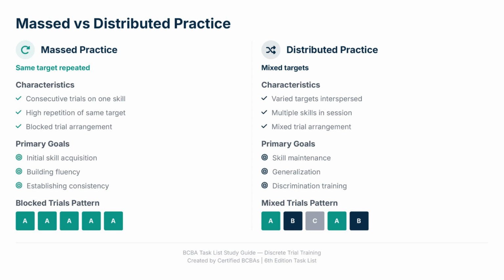This is especially useful during initial skill acquisition, when the learner is just beginning to learn a new behavior and needs repeated exposure. Distributed practice, on the other hand, mixes different targets across trials. This is used for maintenance, generalization, and discrimination because it requires the learner to respond flexibly rather than repeating the same response. From an exam perspective, think of massed practice as building the skill, and distributed practice as strengthening and generalizing the skill.